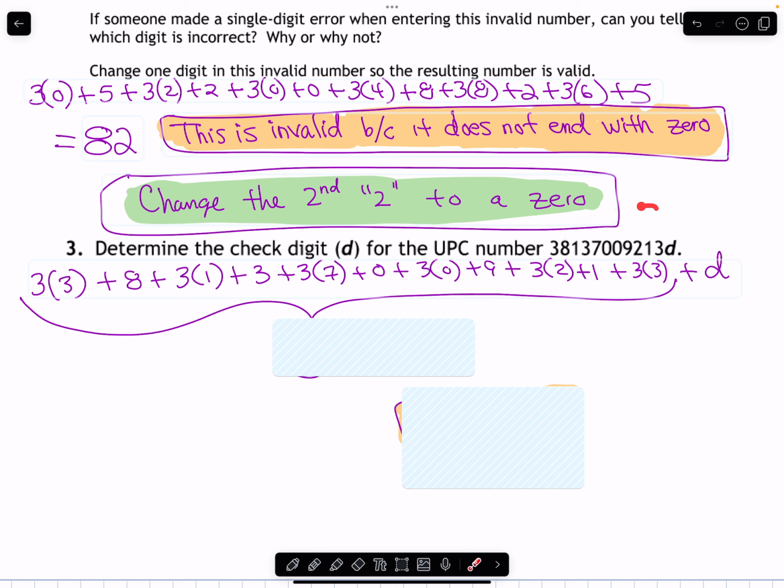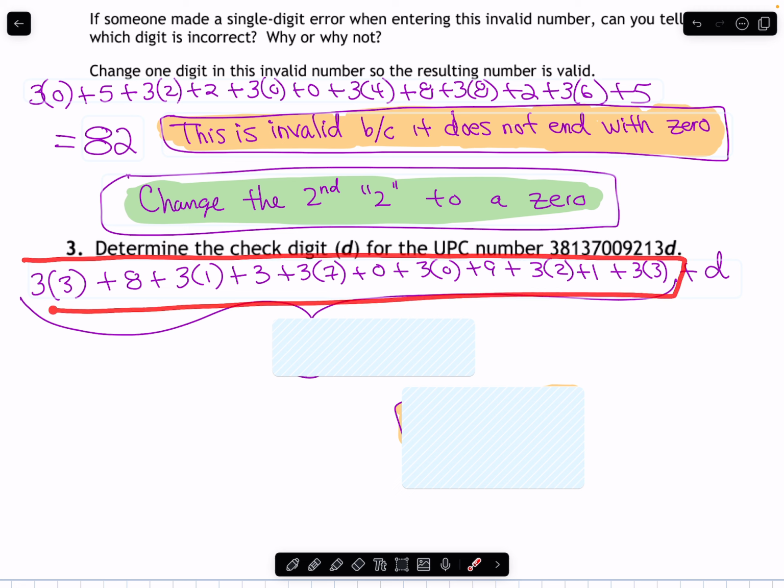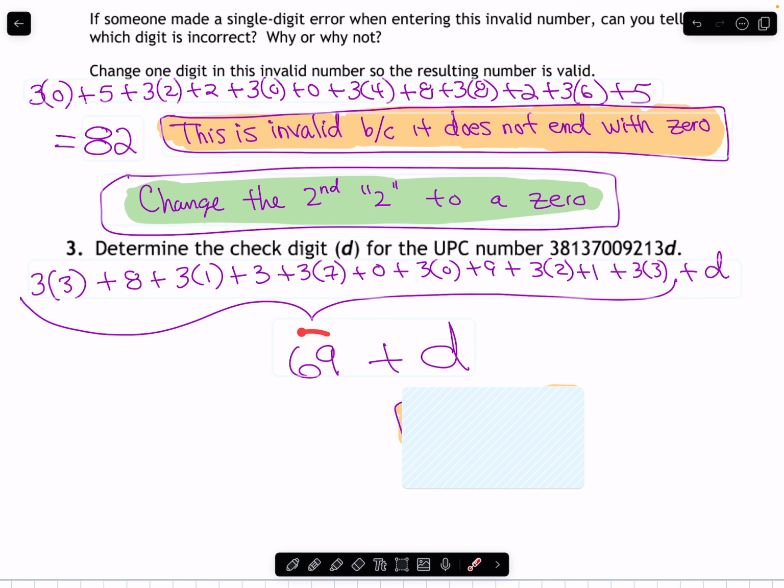The next number is a 1, which gets multiplied by 3. The next number is a 3, and that gets added as it is. The next one is a 7, that gets multiplied by 3, and so on and so on. But then the last digit is unknown. It's D, so we have to figure out what it is. So what we do is we add everything that comes before that last digit, and what is that? It adds up to 69.